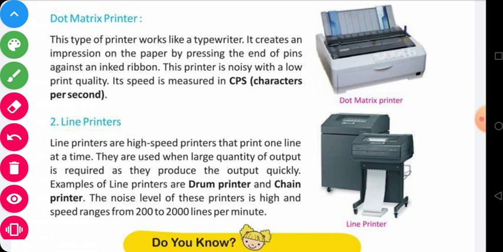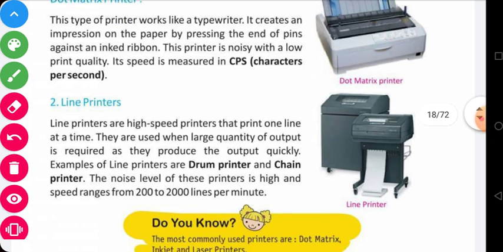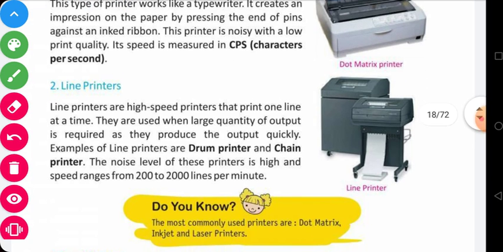Line printers are high speed printers that print one line at a time. They are used when a large quantity of output is required. Examples of line printers are drum printer and chain printer. The noise level of this printer is high. Speed ranges from 200 to 2000 lines per minute.